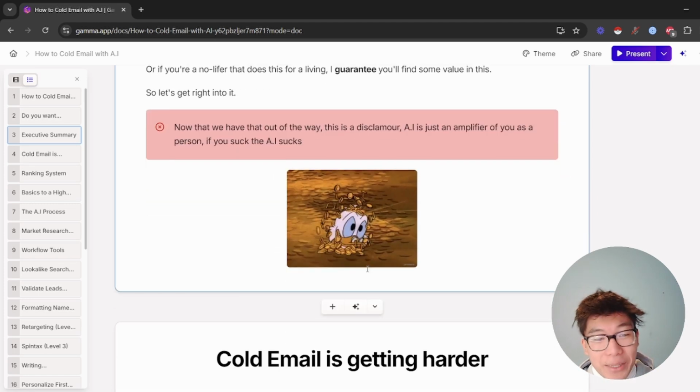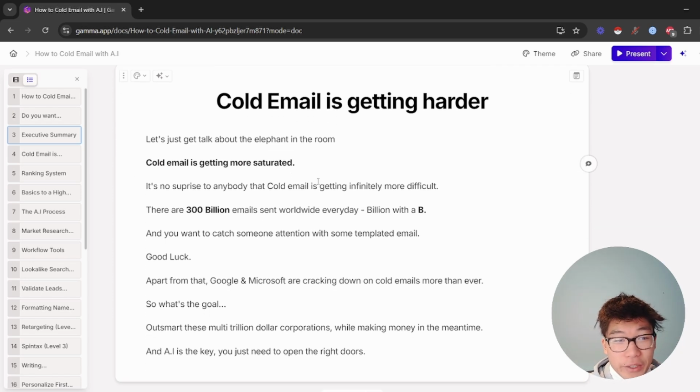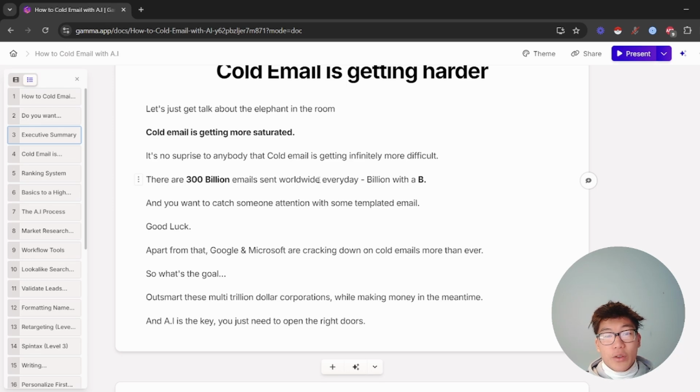Not yet, anyways. So cold email is getting harder. Let's just talk about the elephant in the room. Cold email is getting more saturated. It's no surprise to anybody that cold email is getting infinitely more difficult. There are 300 billion emails sent worldwide every single day. 300 billion. Can we just fathom that number?